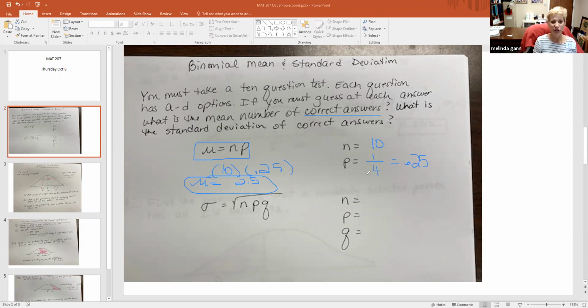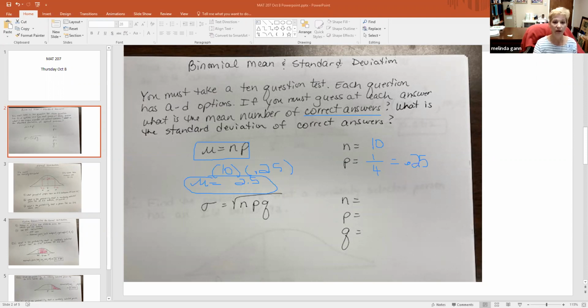That means if you took a 10-question test, you'd get 3 right one time. You might get 4 right. You might miss them all. You might get 1 right. If you added all those up and divided by how many times you did it, the average is about 2.5 correct answers. So then it asks you, what's the standard deviation?